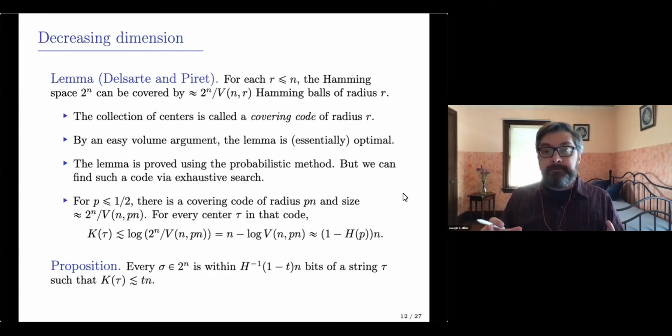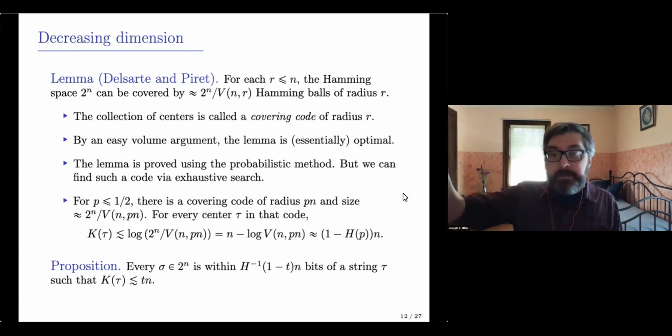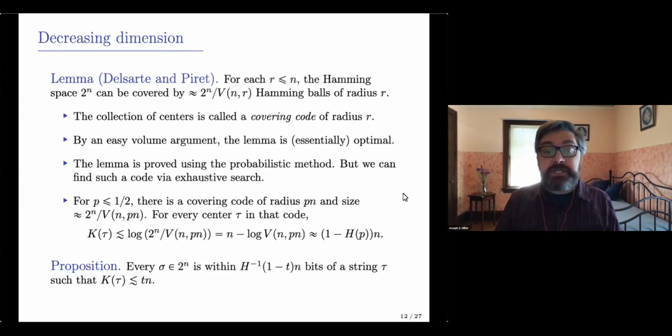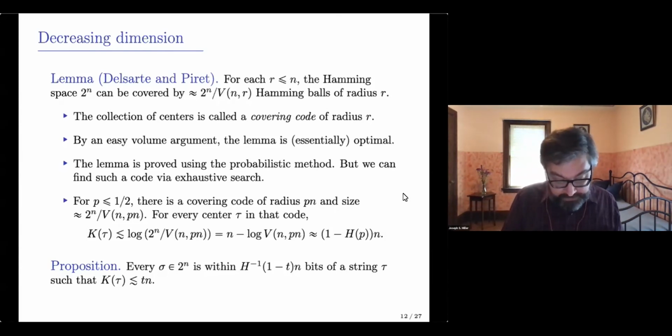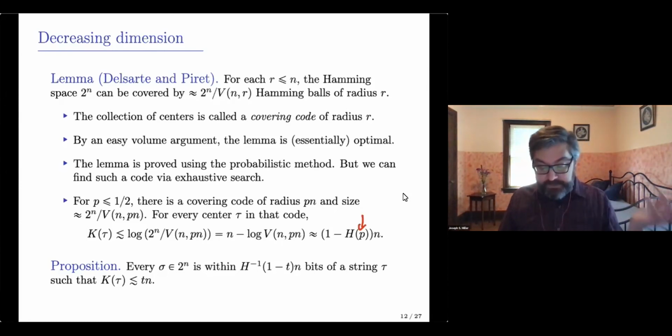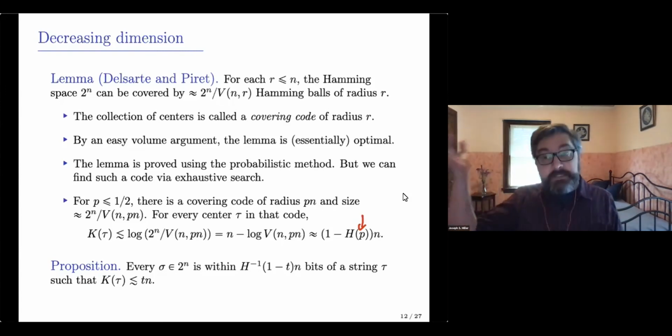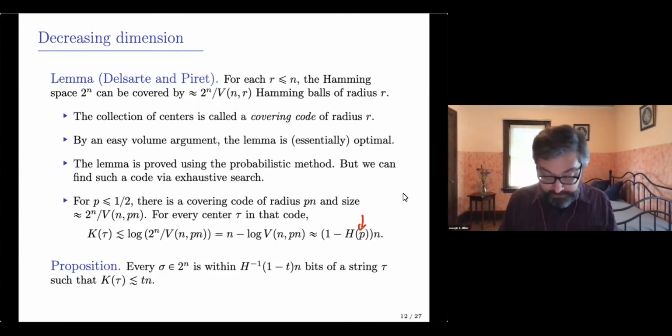Okay, first of all, we have a covering code. So you take any sigma, it's close to one of the centers. How close? Within the radius. What radius am I taking right now? I'm taking the radius H inverse of (1 minus t) times n. Plug that into here. So we're letting this be p. So we plug it in here. And H of H inverse of 1 minus t is just 1 minus t. And so we get 1 minus quantity (1 minus t), or t. Great. Hopefully that little bit of manipulation wasn't too hard.